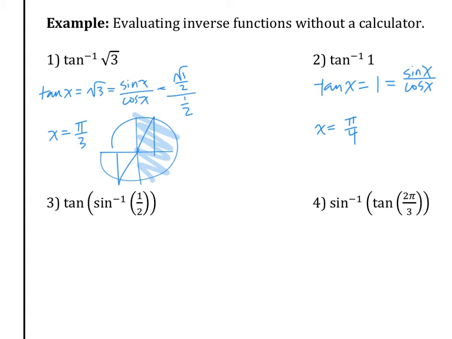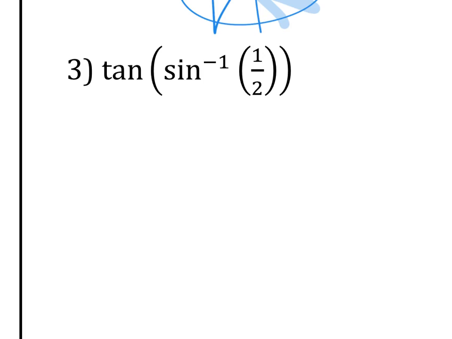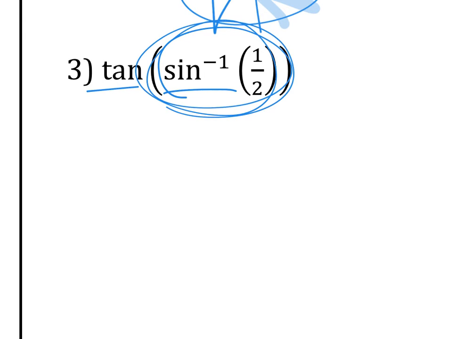Okay, all right, let's help you get started on number 3. This is where you have a tangent and an inverse sine at the same time, or basically 2 functions at the same time. You're going to have to evaluate this first. Inverse sine 1/2. What angle gives sine 1/2? Pi over 6. So then we change that to pi over 6. Next, you just evaluate tangent of pi over 6.